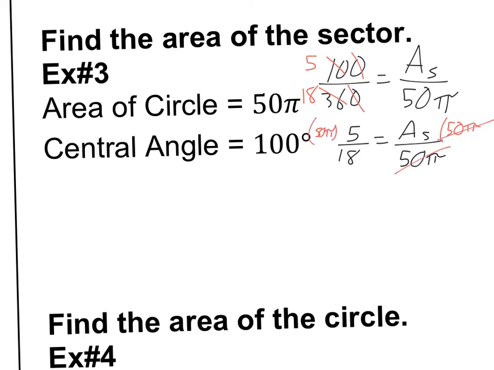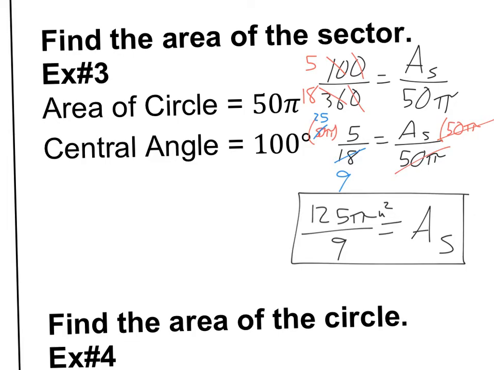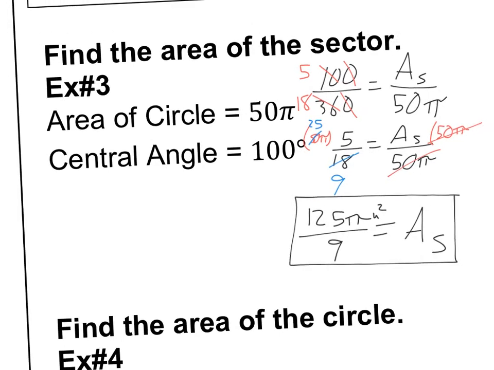These cancel. And now I have 50 times pi, or times 5 all over 18. Again, I could take a 2 out of 50, giving me 25, and take a 2 out of this, giving me 9. And so I have 25 times 5 times pi, which is 125 pi over 9, and that equals the area of the sector. Now again, this should be in units squared, but I know there was no units here other than degrees, so we would just leave it in units squared.